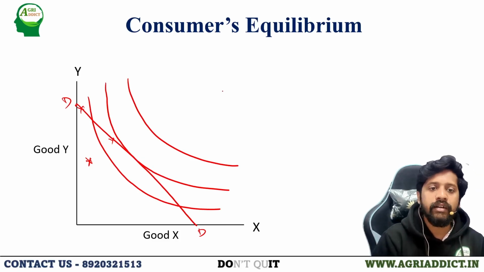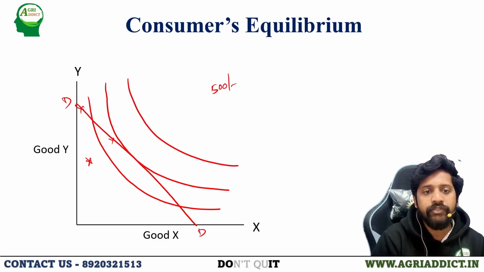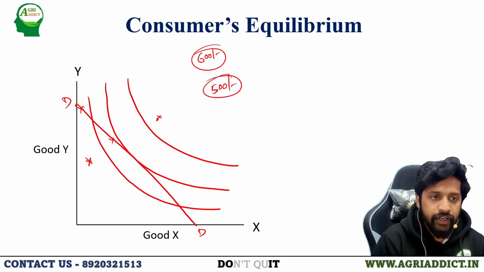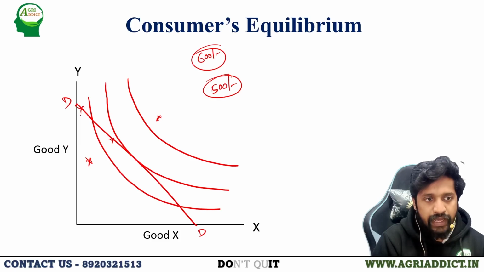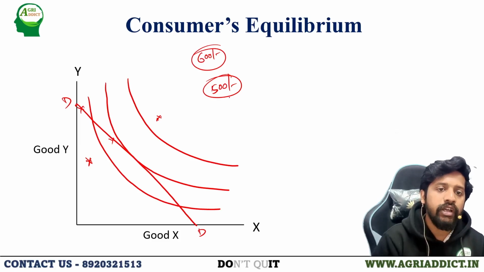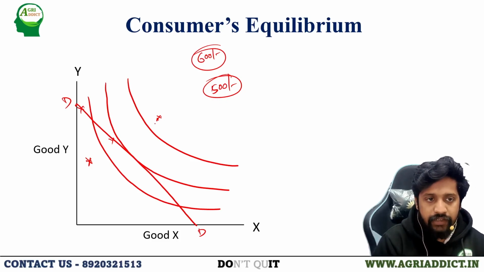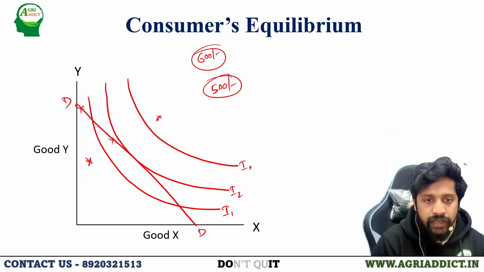Because suppose I have 500 rupees of income, and if I prefer a point here that means 600 rupees of expense, I cannot afford that because my level is 500 rupees. Only those combinations of good X and Y on this DD curve or the budget line I could afford if I am spending 500 as a whole. So there are three indifference curves here. Let this be I1, let this be I2, and let this be I3.